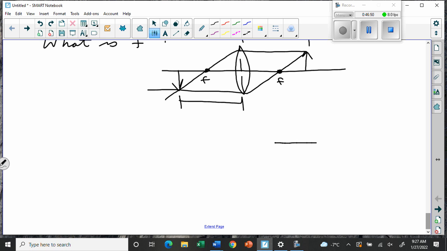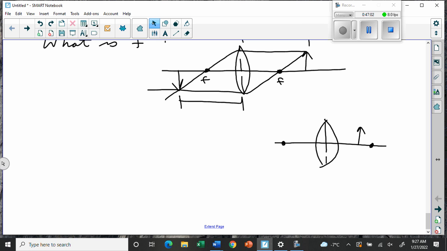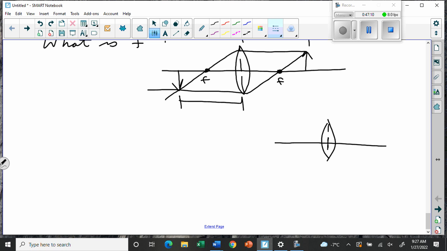What if the object is inside the F's? Let's put the object here. Whoops, a little bit closer. Let's put the object a little bit closer to F, maybe right about here.